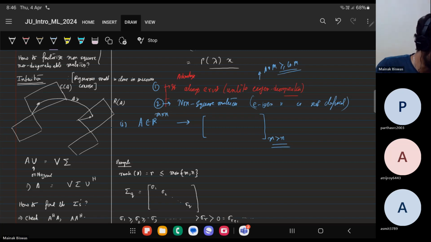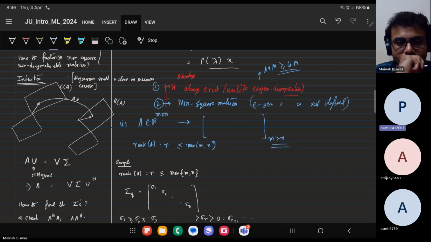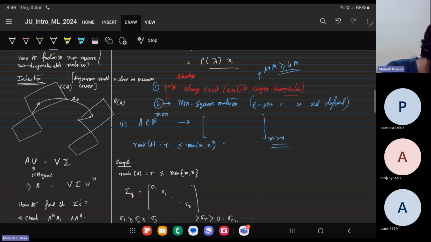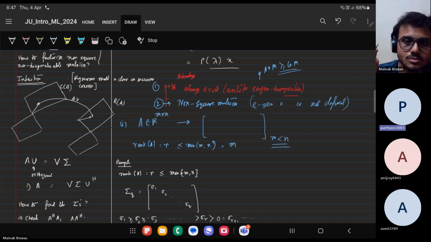So this is one definition. Rank of A, I define as R, will be less than or equal to the minimum of m comma n. Do you agree? In this case, this is less than or equal to m, correct? Less than or equal to m.